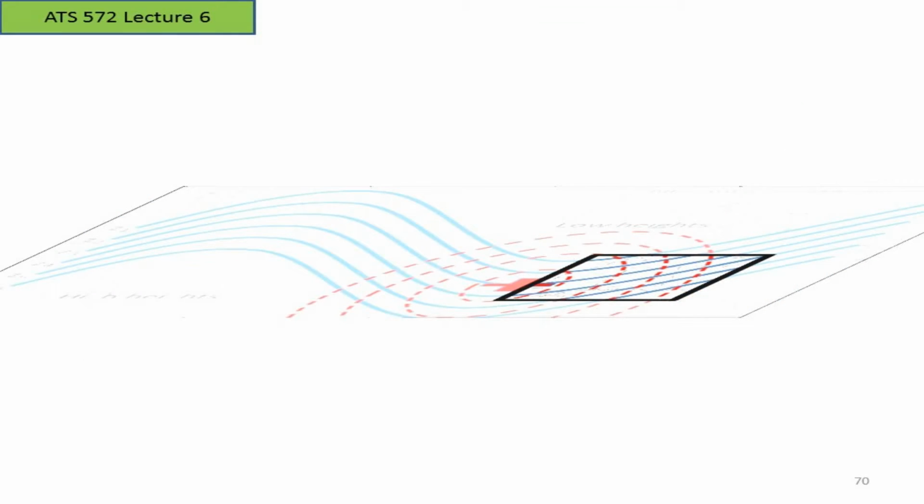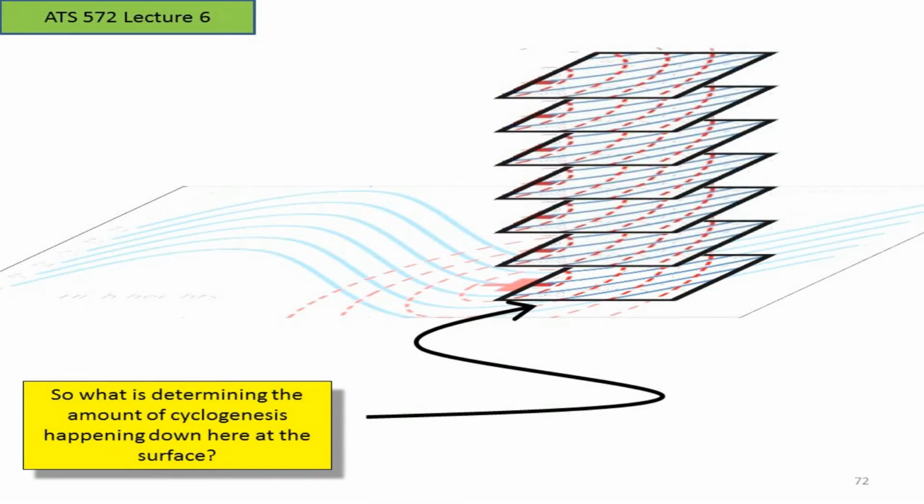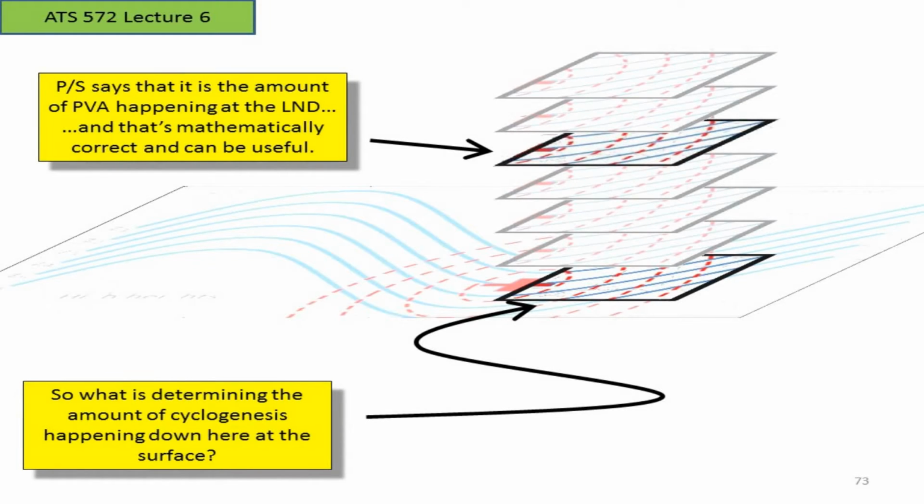Now, if I take the map and tip it over onto its side a little bit, I can show you, like I made a whole bunch of levels where we could be computing the positive vorticity advection at 1,000 millibars, 925 millibars, 850 millibars, 700 millibars, all the way up to the top of the atmosphere here. What's determining the amount of cyclogenesis happening down at the surface? Well, Pedersen-Sutcliffe said it's just the amount of vorticity advection happening at one place, the level of non-divergence.